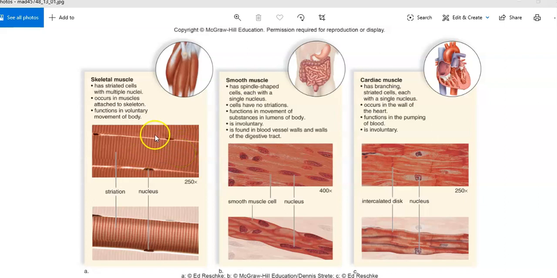Skeletal muscles are also called striated muscles, and you can see the stripedness that is apparent. If we had a microscopic slide like I would have in lab to look at, that stripedness is not always as pronounced as you see it here. It's there, but it's sort of a mystical looking appearance to the fiber.